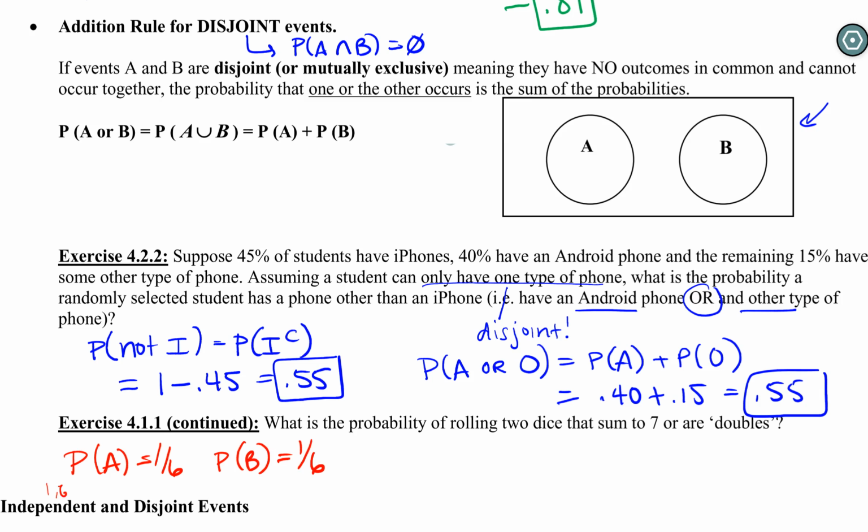A was all the things that sum to 7. And B was all the doubles. It is impossible to have doubles and sum to 7 because all the doubles are going to have an even sum. So these two events are disjoint. And if I was thinking of either of these being what I was aiming for in a game of craps or whatever game I might be playing with two dice, then I would just go ahead and add the 1/6 and the 1/6 together, giving me 2/6 or 1/3 probability of rolling a 7 or doubles.